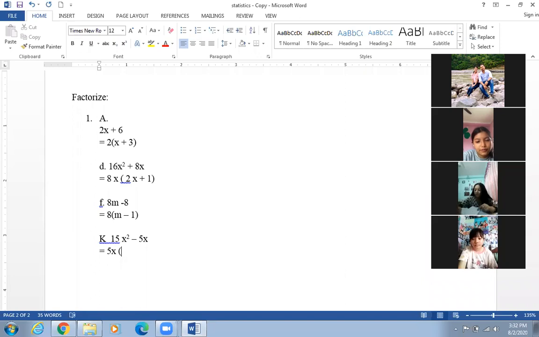Now 5 threes are 15. Out of x square, meaning two x's, one x is removed. So how many x is remaining? One x is remaining, and the minus sign is there. Then 5 divided by 5 is 1, and x divided by x is also 1 because both x will be cancelled. So nothing is left. Put the closing bracket and this is going to be the final answer.